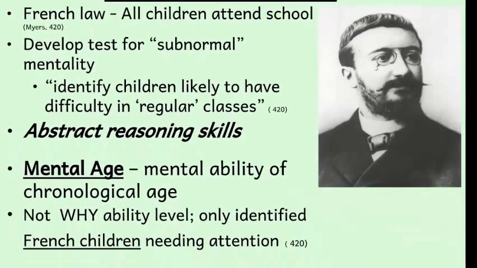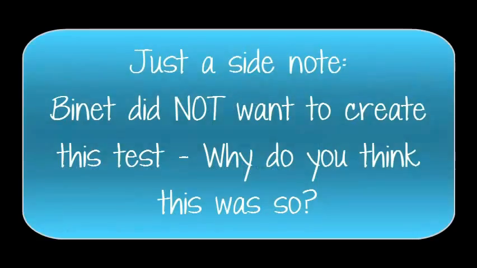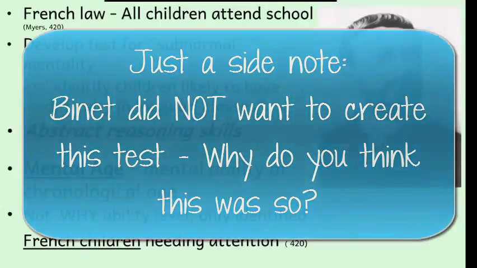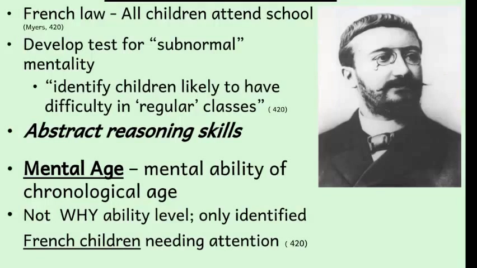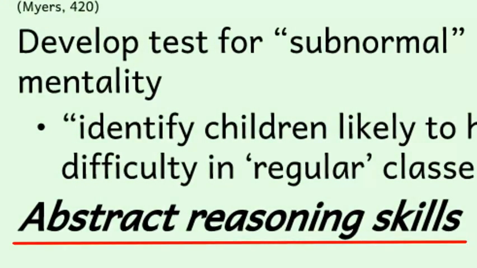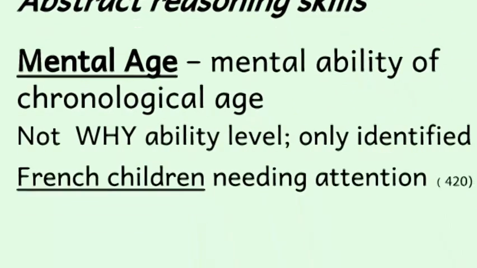So he developed an objective test to identify children who were likely to have difficulty in regular classes. So he was looking for the kids who were not going to do real well in the educational system that was in current existence. Contrary to Francis Galton, Binet looked at abstract reasoning skills to measure his mentality, and he came up with the idea of mental age.